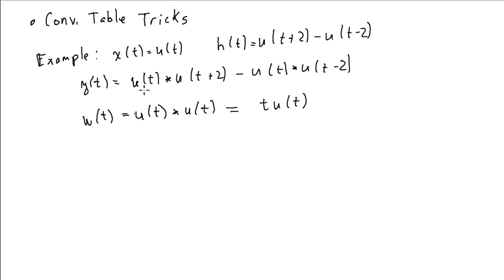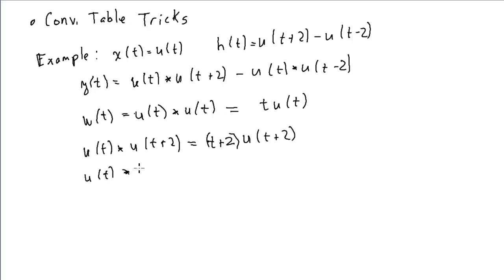Then there's another convolution property, the shifting property. Knowing this, u of t convolved with u of t plus 2 is just a shifted form of u of t convolved with u of t. It's shifted 2 units to the left, so I just replace t with t plus 2, and I know I'm going to get this result. And similarly for the other part, u of t convolved with u of t minus 2.